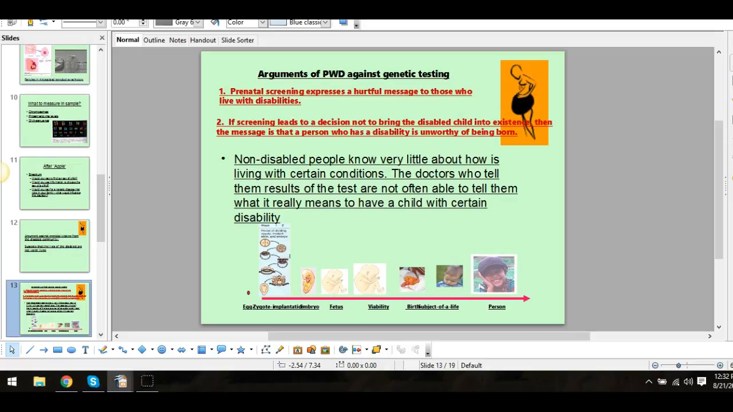Non-disabled people know very little about what living with certain conditions is like. Doctors who tell them the results of the test are often not able to tell them what it really means to have a child with a certain disability. They don't send them to a community of people with the same condition. They mostly recommend abortion.